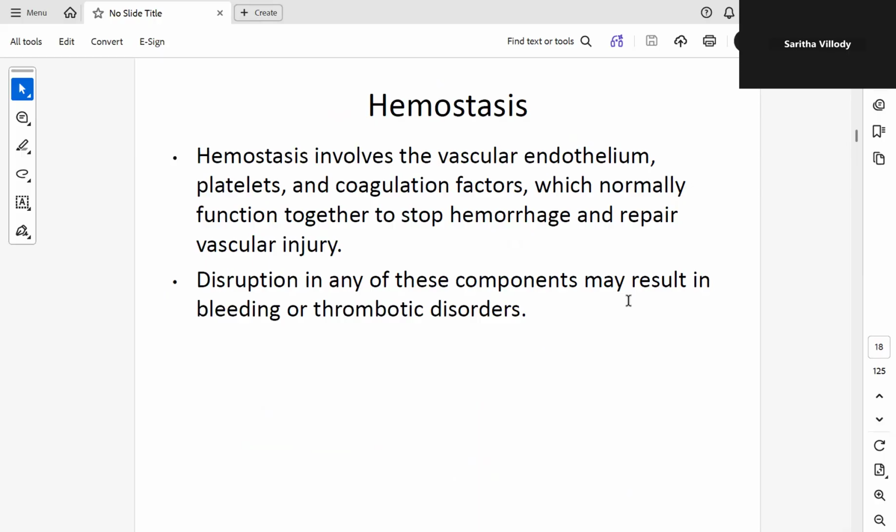So before that, we need to know what hemostasis means. Hemostasis involves the vascular endothelial layer, that is the innermost layer of the blood vessel, platelets, and coagulation factors, which normally function together to stop hemorrhage and repair the blood vessel. That's what hemostasis means, and our body undergoes changes whenever there is a cut or a bruise or bleeding, and this process will be attained.